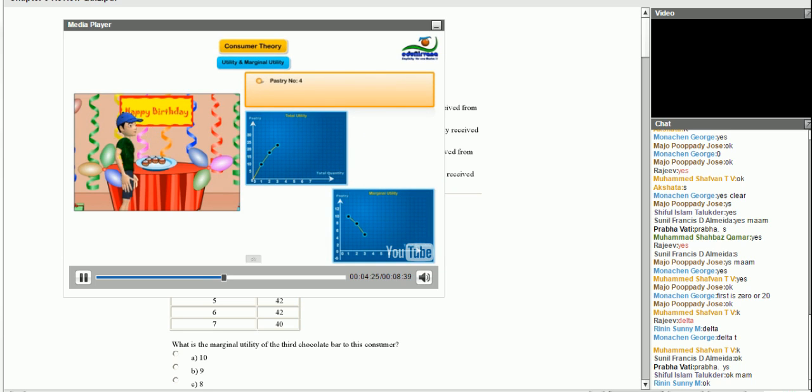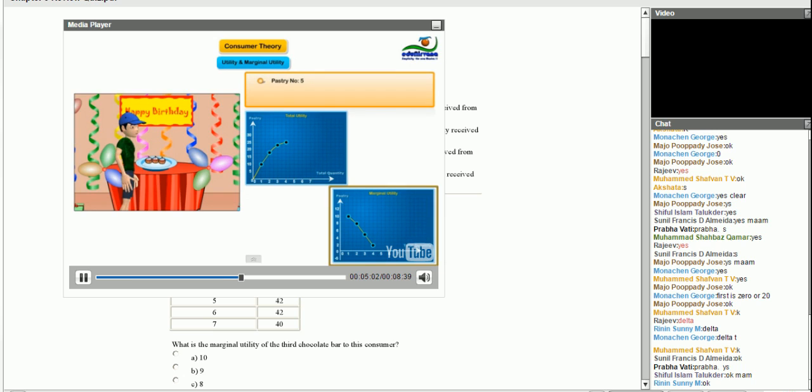Pastry number 4. Your stomach was now full. And this pastry added much less to your overall sense of well-being. So it adds only 2 to your overall satisfaction level. Total utility 25. Marginal utility 2. Till this stage, there is an increment in the overall satisfaction level with every addition eaten, as the total utility is increasing. However, please notice that the marginal utility decreased over time.